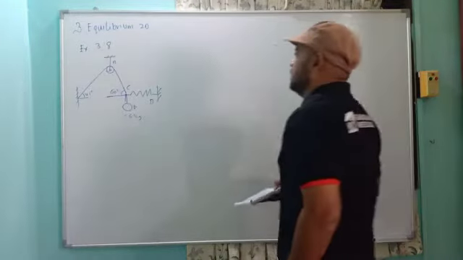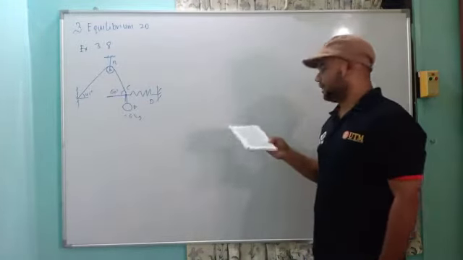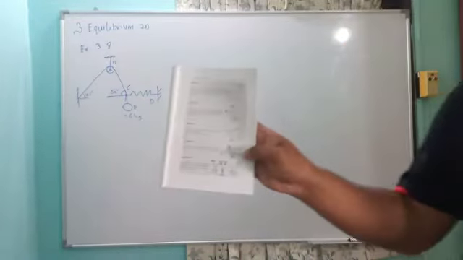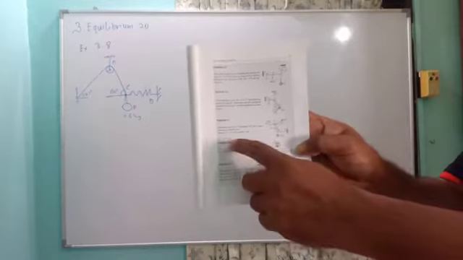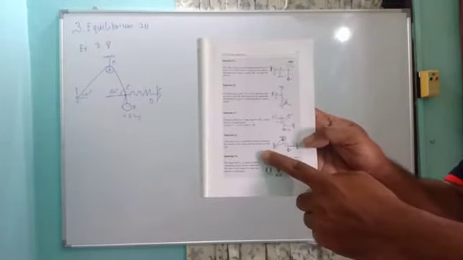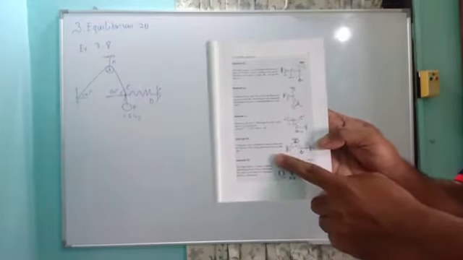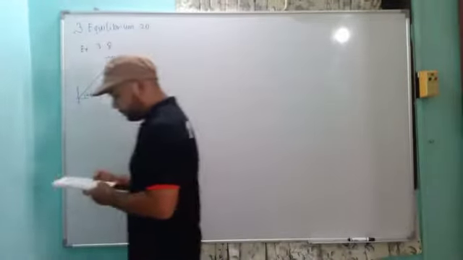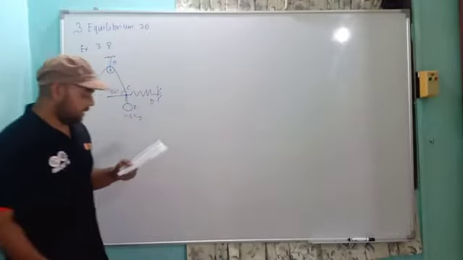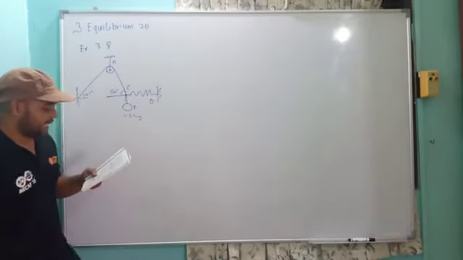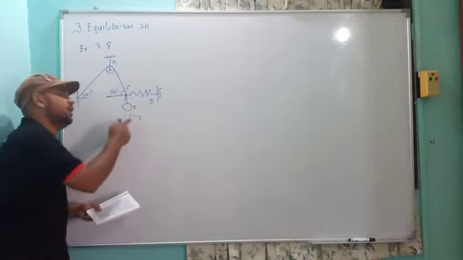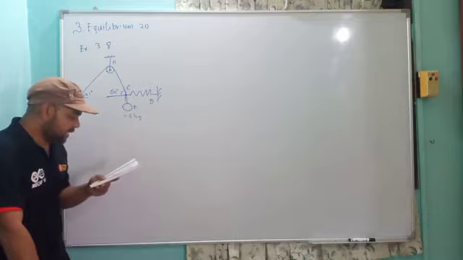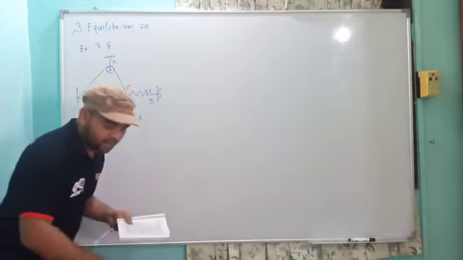Another example here is exercise 3.8, page 37. You can see from this one. I hope that it is clear. From this question, it says a 6 kg mass at E is supported as shown. So ME is 6 kg. Determine the tension in the spring and the tension in cable AB.